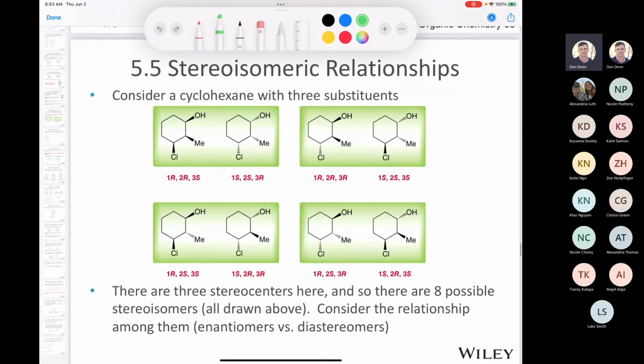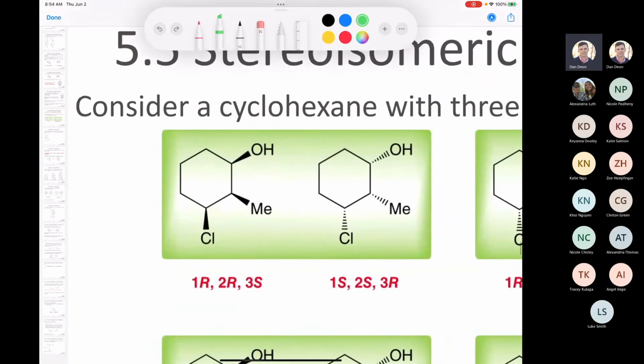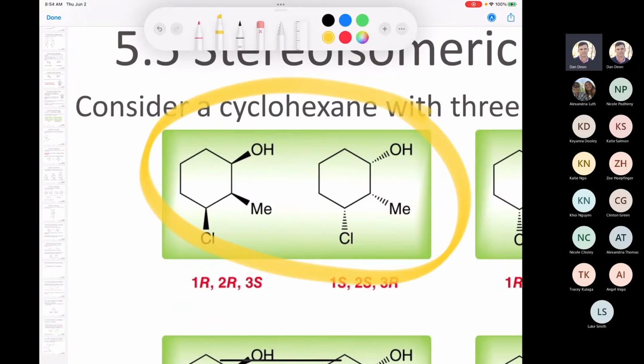Are you ready? Let's take a look at if we had a cyclohexane molecule that has 3 substituents. Here we have a hydroxyl, we have a methyl, and a chlorine. Now, don't get intimidated at this slide. I'm going to go over it the simplest possible way I can. Are you ready? Let's just look at 2 of the molecules. What's the relationship between these 2 molecules? How would you describe the relationship between these 2? Would these be enantiomers or diastereomers, do you think, based on what you've learned up to now?